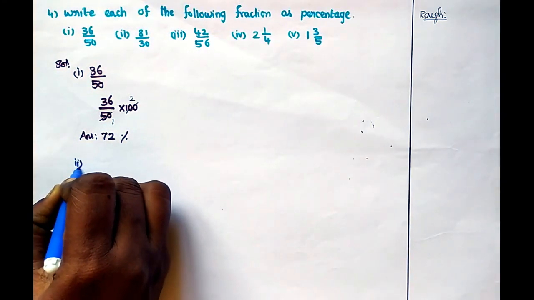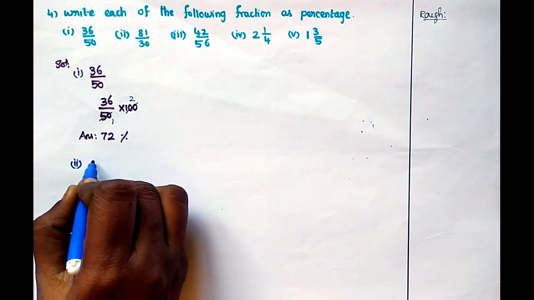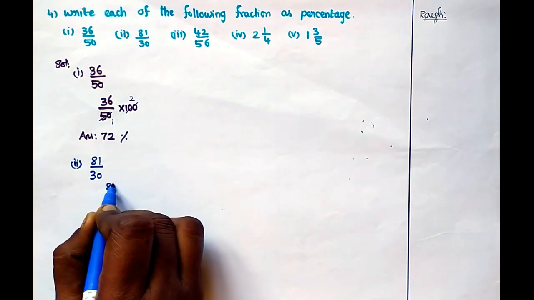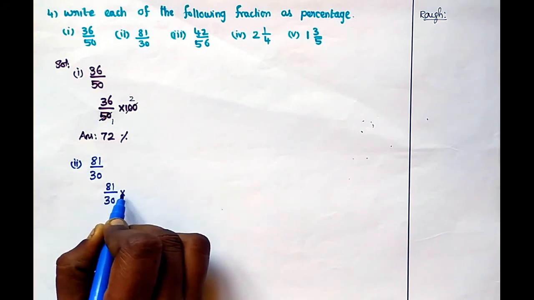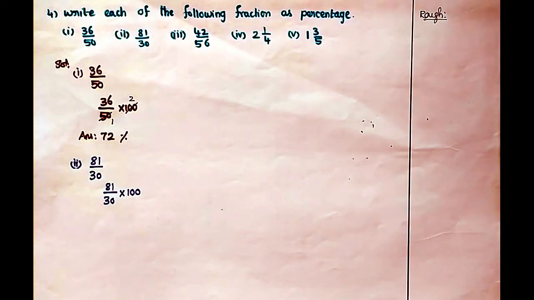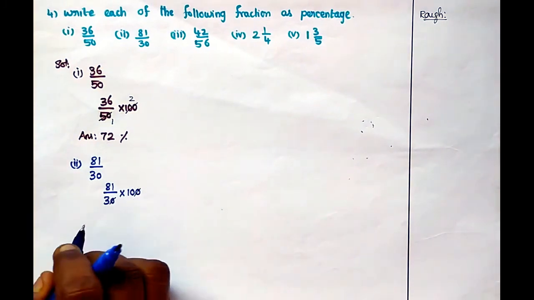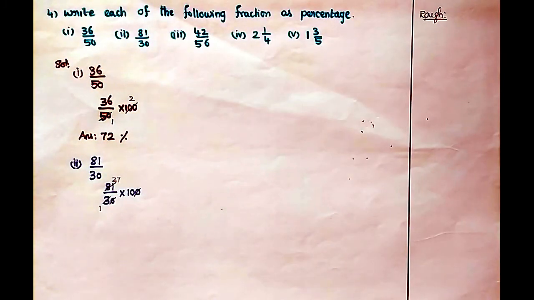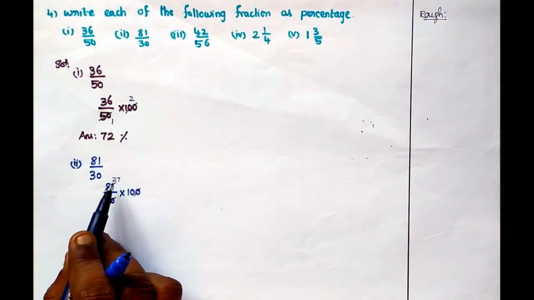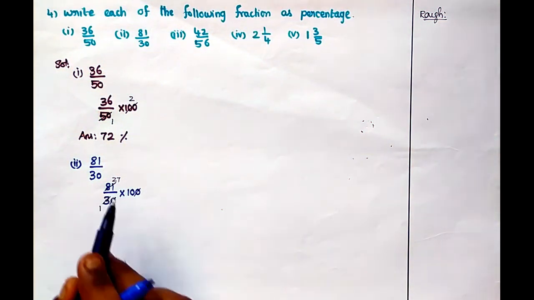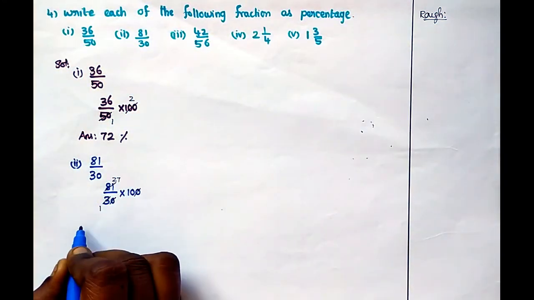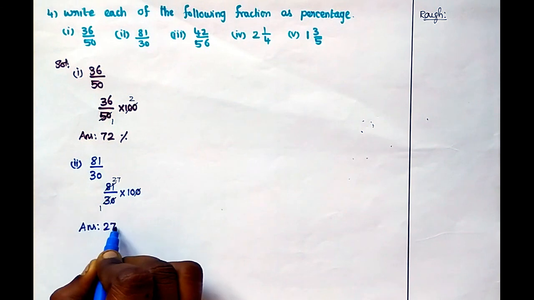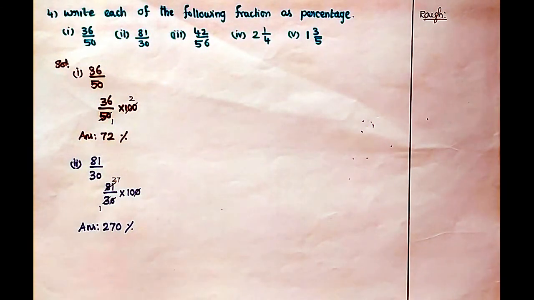Next one, 81 divided by 30. 81 divided by 30 into 100. 0 cancelled. 27 3s are 81. So answer 27 into 10, 270 percentage.